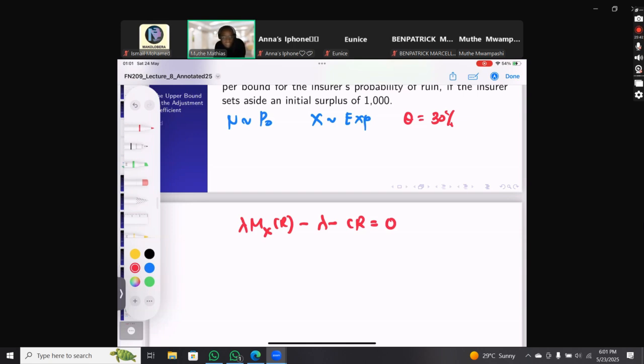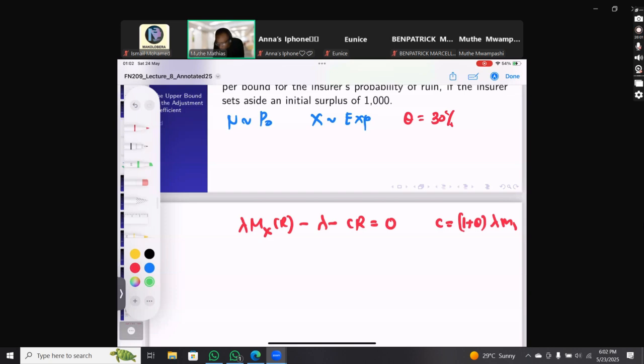But we said we can have a simpler form in this part here if we define C, because we know C is 1 plus theta, where theta is the loading factor, and then we multiply with lambda M1, where lambda M1 is actually the pure cost. Yes, this is the pure cost in the aggregated claims. You can estimate C by using that formula.